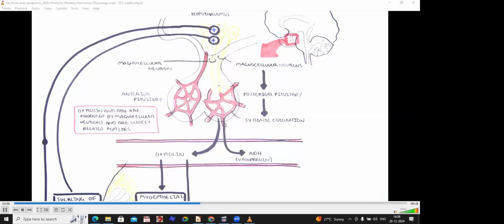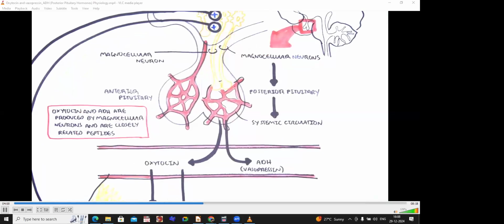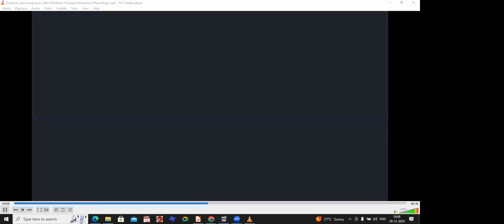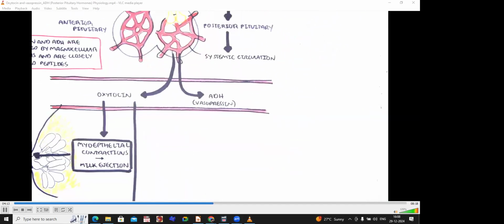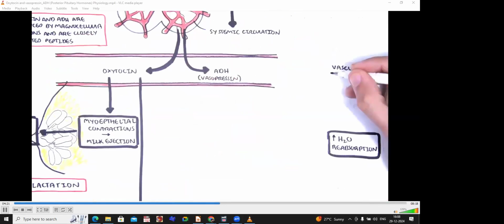The next hormone of the posterior pituitary is antidiuretic hormone, ADH, also known as arginine vasopressin. ADH, also known as vasopressin, is the other neuropeptide produced by magnocellular neurons of the hypothalamus and is released from the posterior pituitary. The main function of ADH is increasing water reabsorption from the distal part of the nephron. ADH also has a role in vasoconstriction.